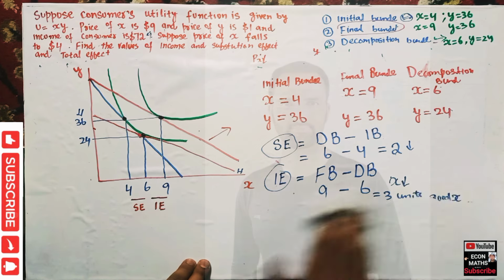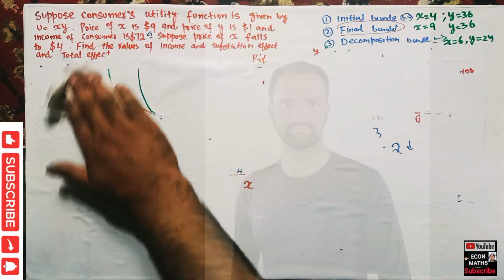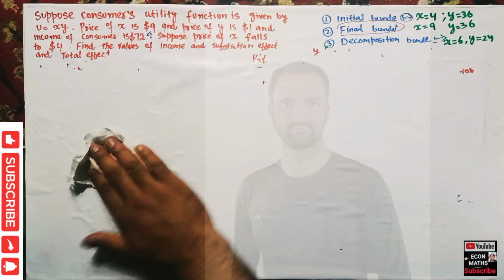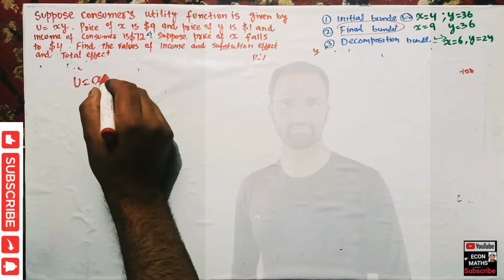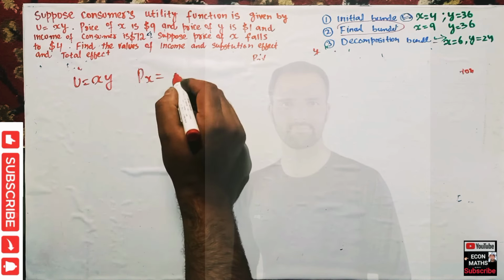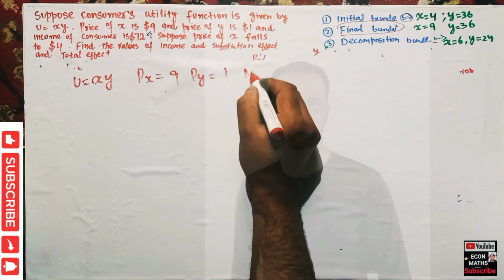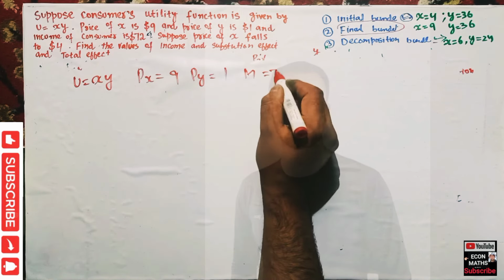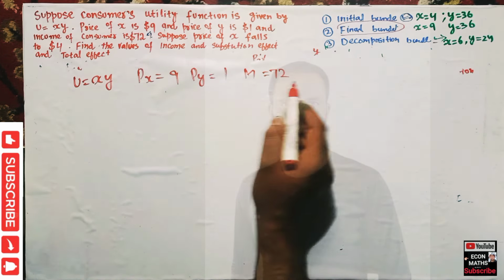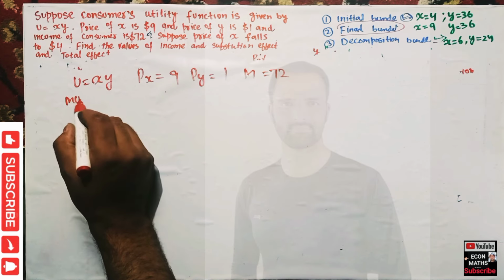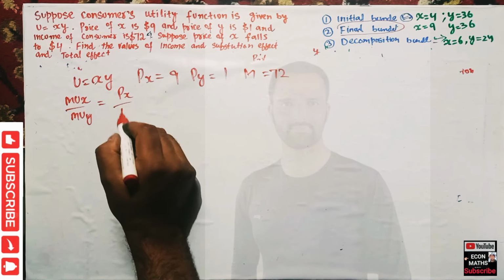So let me summarize this whole thing. What we were given initially was the utility u is equal to xy. Okay, the price of x was 9, the price of y was 1, and the total income of the consumer was 72. So we need to find three things: the initial bundle, the final bundle, and the decomposition bundle. The initial bundle is found when the marginal utility of x upon the marginal utility of y is equal to the ratio of the price of x upon the price of y.